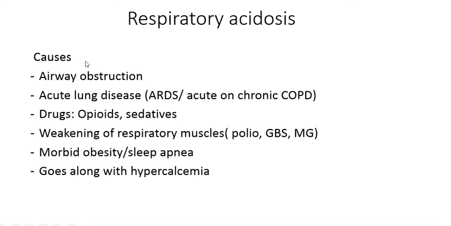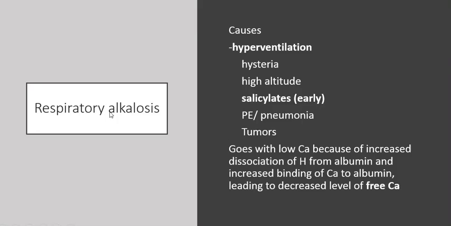So what is respiratory acidosis? The major causes of respiratory acidosis are airway obstruction and drugs, opioids like heroin; tramadol is a weak opioid. These are common causes of respiratory acidosis. I'll tell you in another slide why we say it is a respiratory acidosis. So memorize these causes of respiratory acidosis.